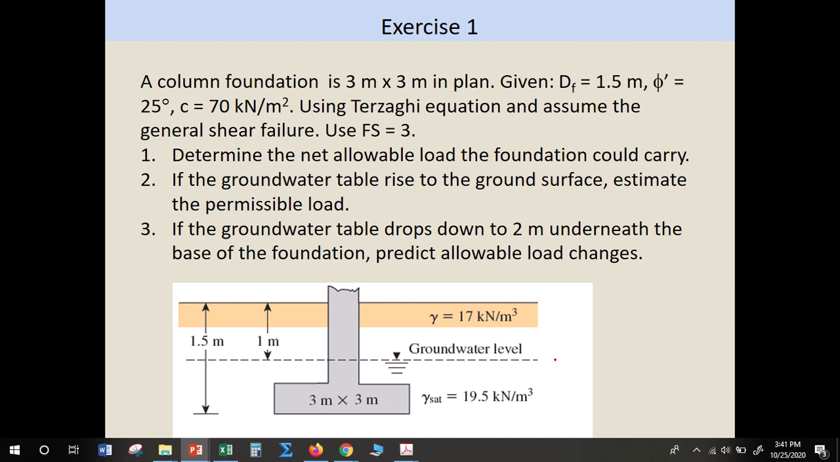Okay, so this exercise is related to the effect of the groundwater table. Okay, so you have to do it now, I think. Okay, try to do it now.